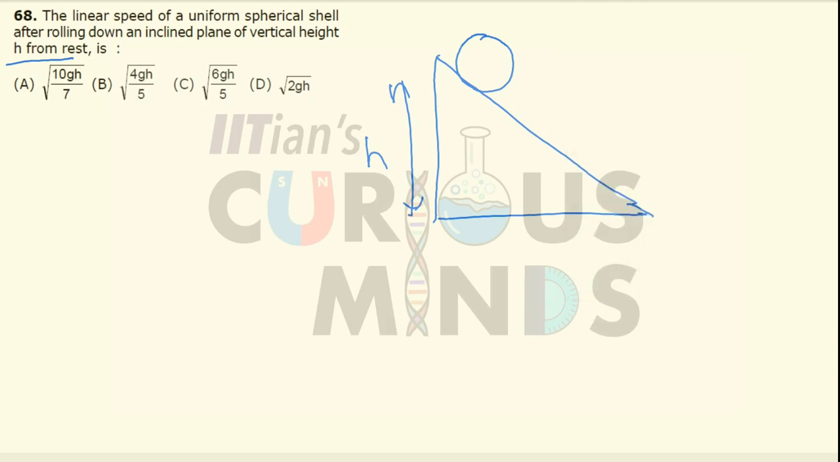This is a spherical shell. So its moment of inertia for the spherical shell about its center of mass will be equal to 2 by 3 mr square. So basically over here this is the moment of inertia. So we have to find out the velocity at the bottom.